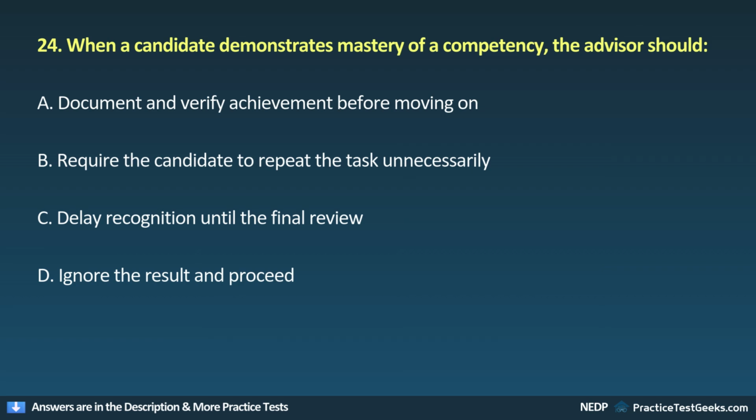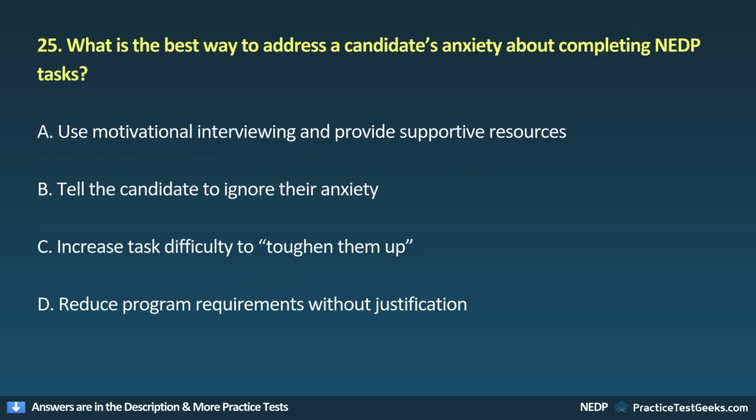24. When a candidate demonstrates mastery of a competency, the advisor should A. Document and verify achievement before moving on. B. Require the candidate to repeat the task unnecessarily. C. Delay recognition until the final review. D. Ignore the result and proceed.